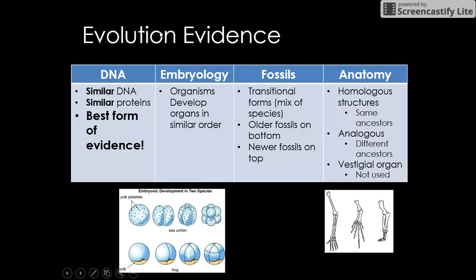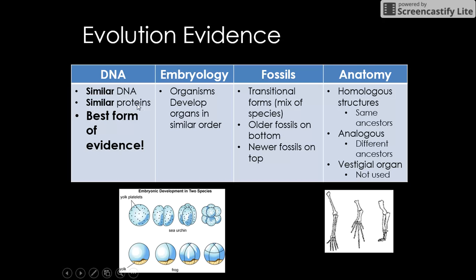All right, our next thing is evolution evidence. Also, you have under allele frequency 2 questions to do on your own. But let's talk about evolution evidence. So the best evolution evidence is DNA. Similar DNA between organisms. So for example, we share 96% of our DNA with monkeys, with chimpanzees. The similar DNA means they have a similar common ancestor.